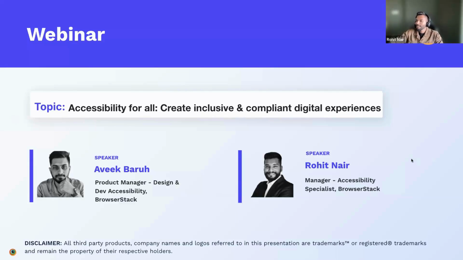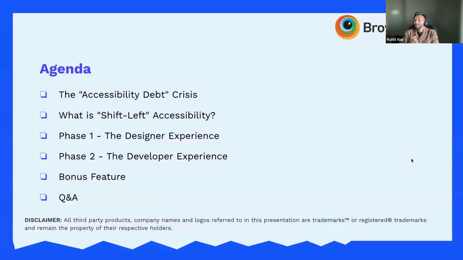Great, so let's get started. Here, what you're seeing is a quick agenda for the session ahead. Our agenda is pretty straightforward. We're going to speak about the accessibility debt crisis, and about what shift left means when it comes to accessibility.